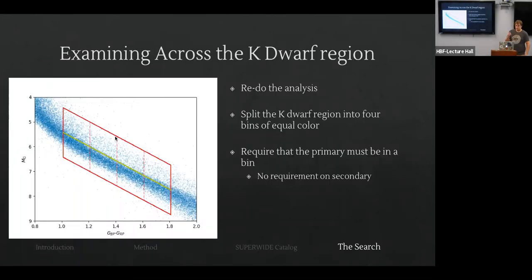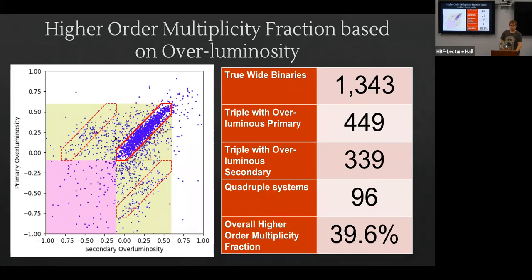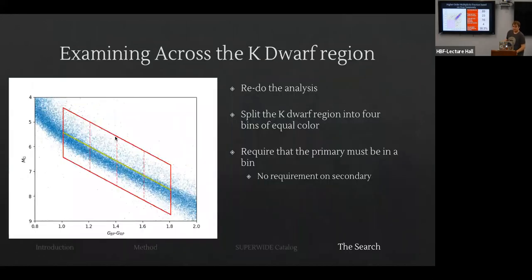So yeah, we have this higher order multiplicity fraction overall for all the K dwarfs, and it was around 40%. But we wanted to look at what happens as you go across the K dwarf region. And so what we did was we redid this entire analysis, and we split the K dwarf region into 4 equal bins of equal color. That's what these dotted red lines represent.